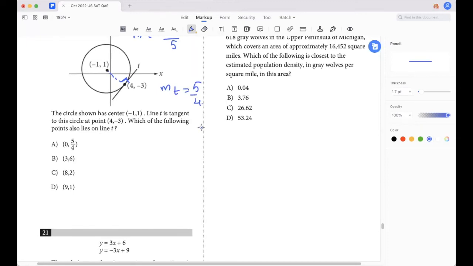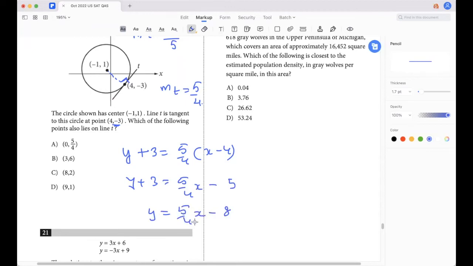So that's the slope, right? So the equation of that line will be y plus 3 is 5 by 4 x minus 4, right? Using this point. So y plus 3 is 5 by 4x minus 5. So y is 5 by 4x minus 8. This is the equation. Now we have to find the, so obviously it can't be A because A is the y-intercept and minus 8 is the y-intercept.